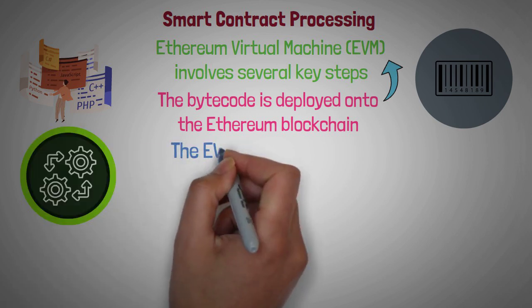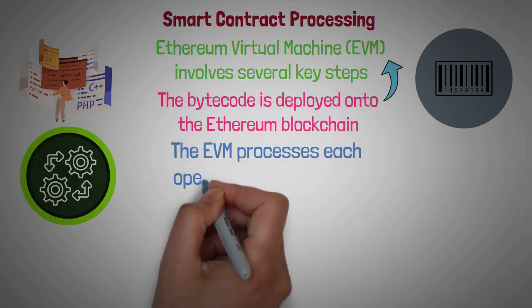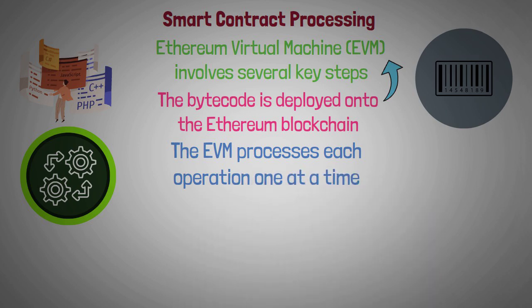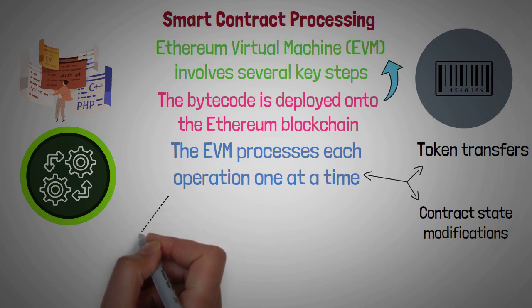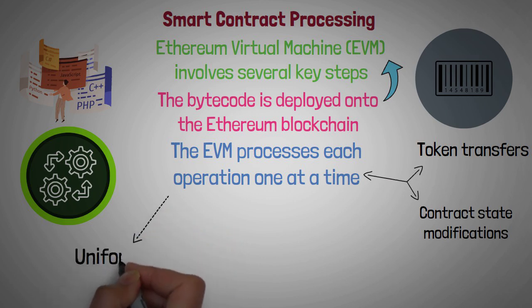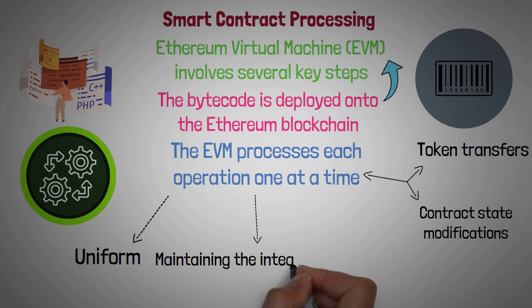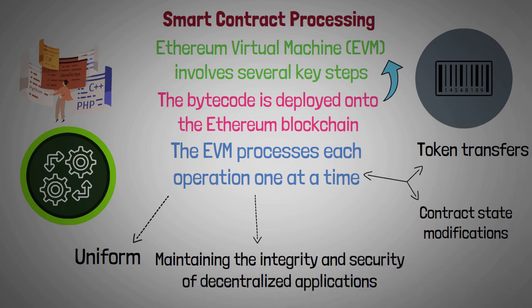This execution happens sequentially, meaning the EVM processes each operation one at a time to ensure accuracy and consistency. The results of these operations update the blockchain state, reflecting changes such as token transfers or contract state modifications. The EVM's consistent execution across all nodes guarantees that the outcomes of smart contract operations are uniform, maintaining the integrity and security of decentralized applications.